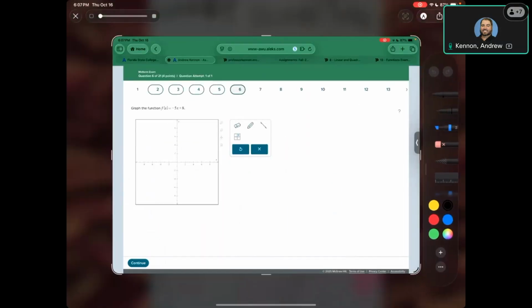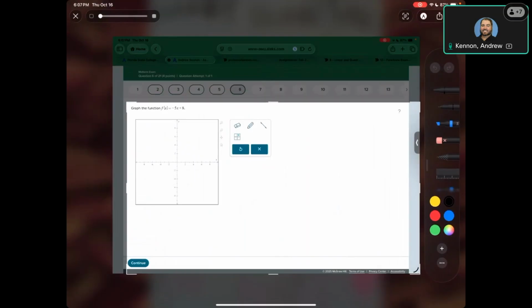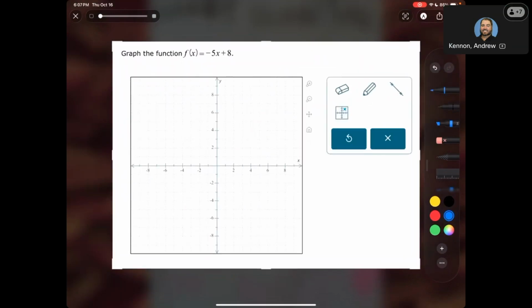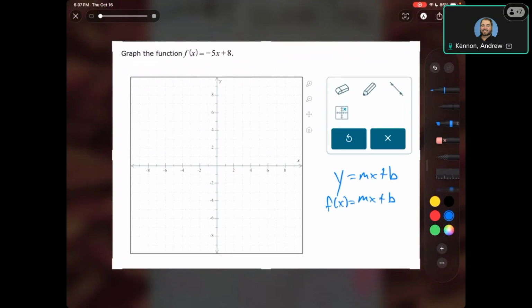Graphing. This is in function notation, but it is like y equals mx plus b. Even though it's a function, it still works the same way. The y, or the f of x, replaces the y. So here my m is -5, which is -5 over 1. That would be down 5, to the right 1. My y-intercept would be 8.